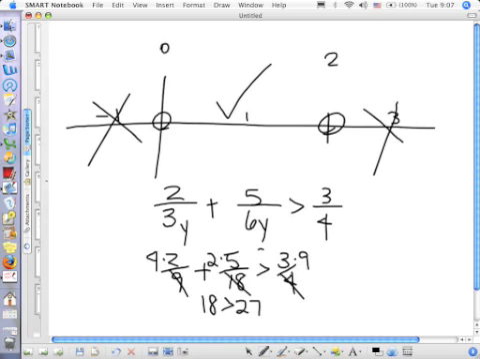And. My letter was Y. It's located between 0 and 2. My arrow's pointing towards the smaller number. There's no colored in circles anywhere. That's your answer.